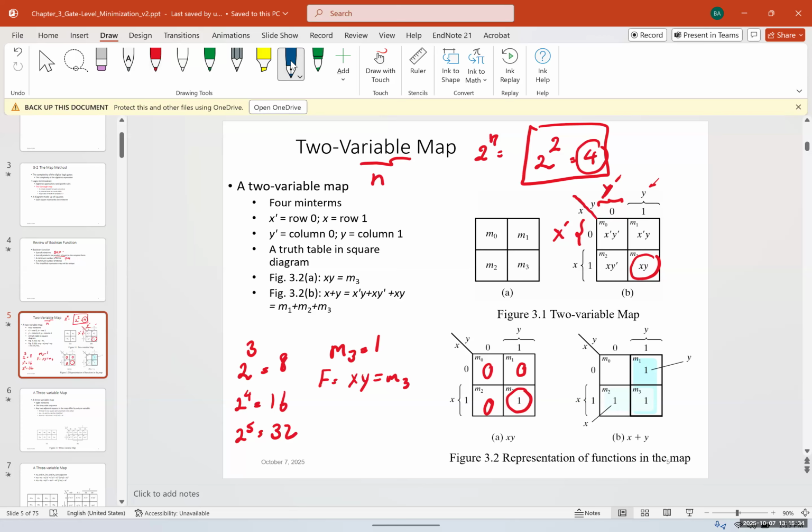Now let me give you another example. Imagine this is also 0. What if this one is 1, this is 0, and this is 0? Now, f is equal to m1, which is going to be equal to x prime y. Is it clear? Yes? Okay.